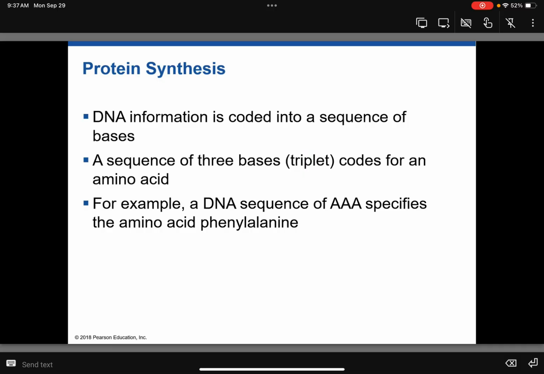And you guys remember using the codon chart. It was the wheel. Remember the wheel that had the letter in the middle, and then you worked your way out until you found the amino acid that it coded for.